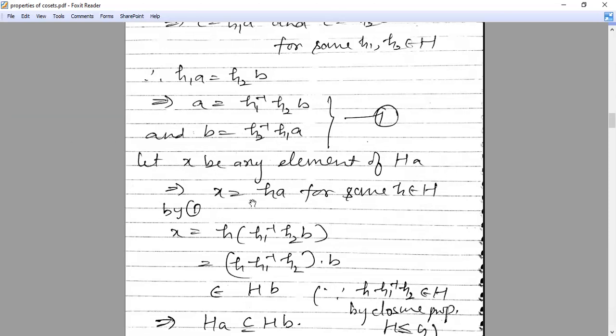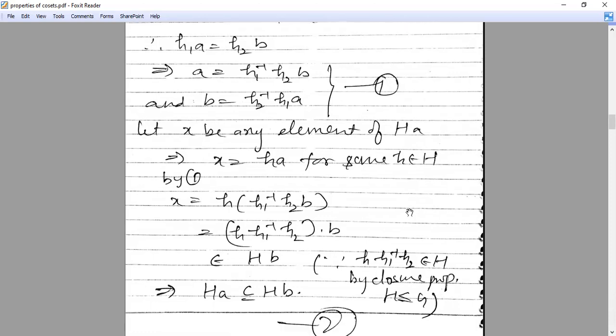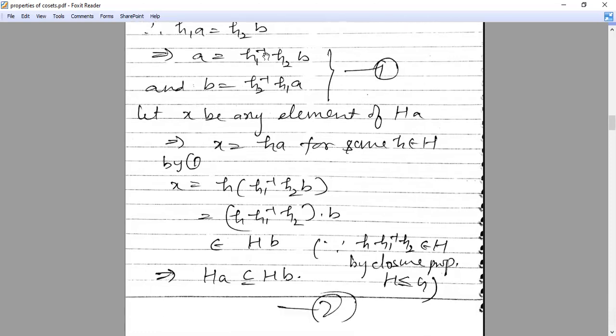Now let X be any element of Ha. So if X is in Ha, then X can be written as h into a for some h belonging to H. So X is equal to ha, then substitute the value of a from here, then ha will be equal to h into h1 inverse h2 b. So take all these h together. They all are members of the subgroup H. So this h h1 inverse h2, by closure property, will be a member of capital H. That means X belongs to Hb.